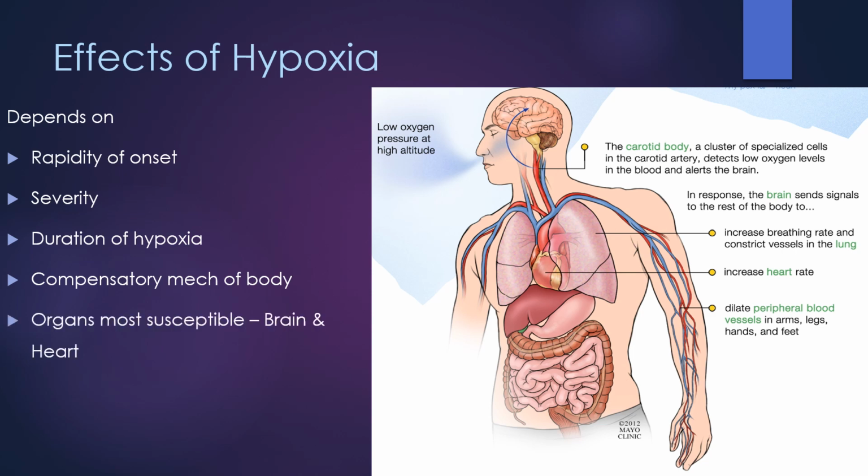The most susceptible organs for hypoxia are the brain and then the heart. It mainly affects the central nervous system, especially the higher centers. That's why whenever there is a hypoxic situation, it starts with confusion and finally reaches seizures.